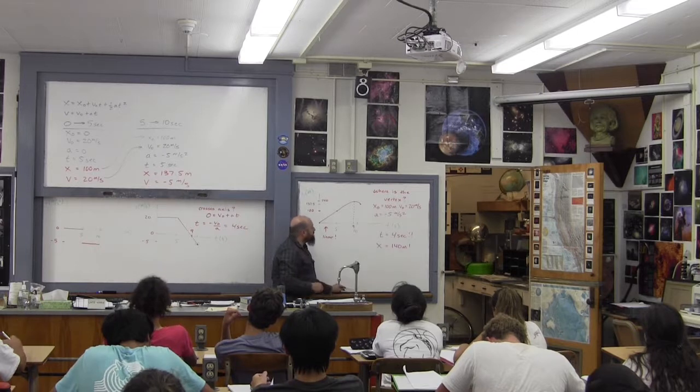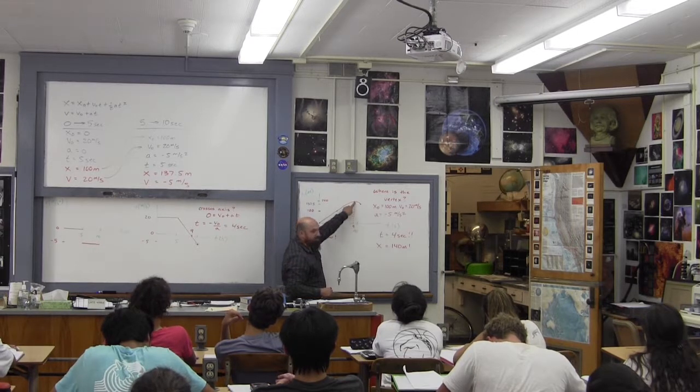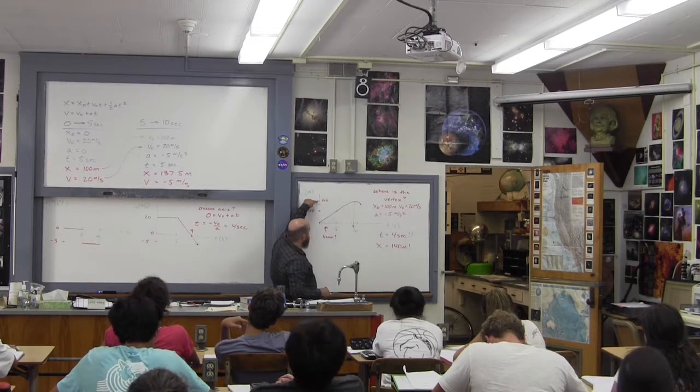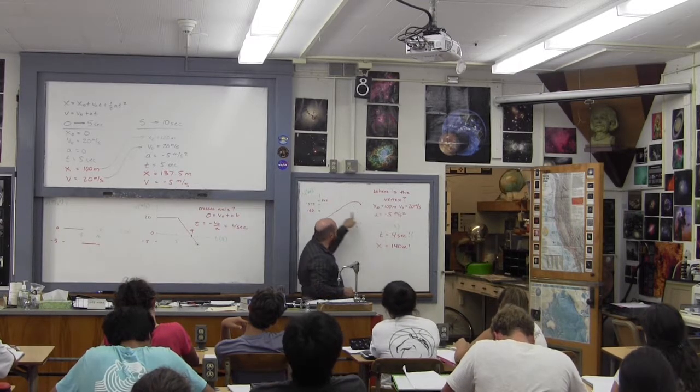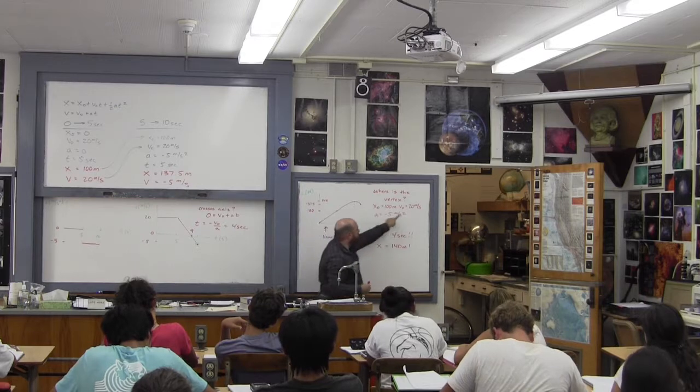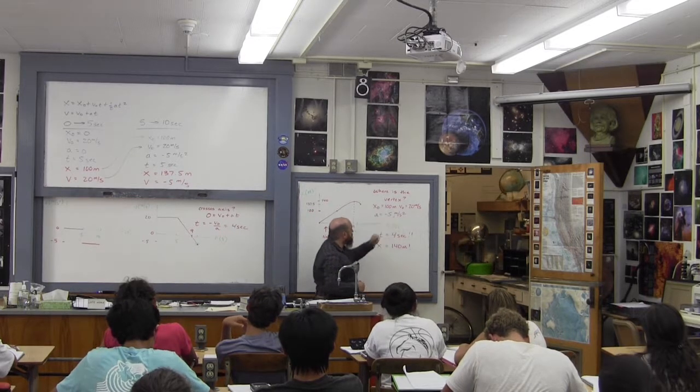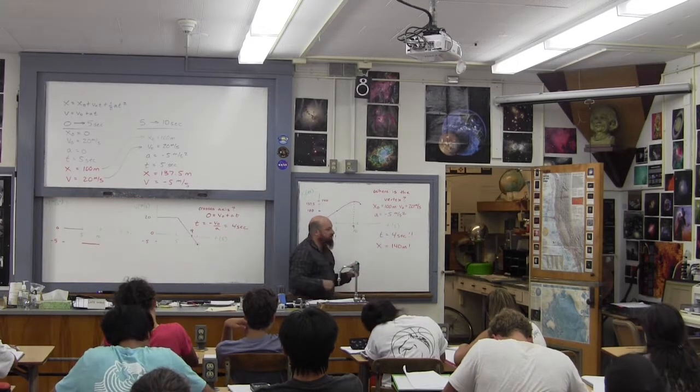And then the last step is to figure out where that vertex is on the position axis. So you start right here. X naught is 100 meters. The v naught right there, remember, was 20 meters per second, and the acceleration is negative 5 meters per second squared.